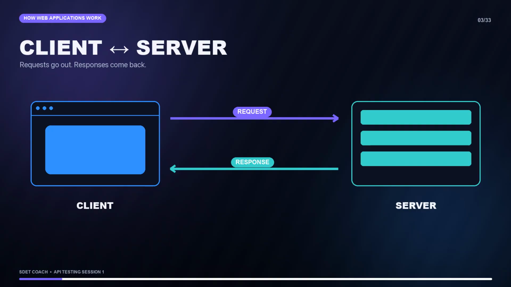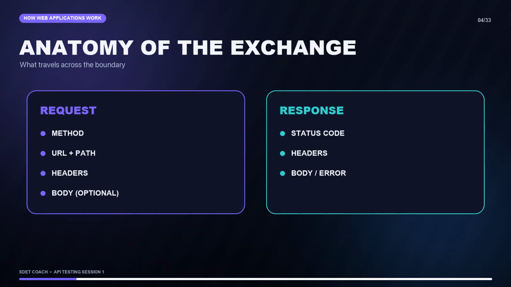The arrows matter. The client does not receive a magical screen. It receives a structured response and then decides what to display. API testing lets us inspect that exchange directly. We can ask the server a precise question and check the precise answer without waiting for a browser to draw buttons, colors, and layout. Let us make the request and response concrete.